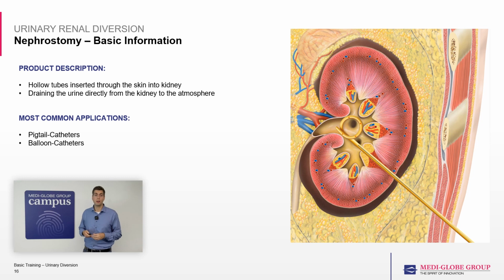Now we're coming to our second solution for the urinary renal diversion, which is the nephrostomy or the nephrostomy catheters. What is it? A nephrostomy catheter, again, is a hollow tube, but this time the hollow tube is inserted directly to the kidney through the skin. So the urine now is not drained inside of the bladder, it's drained to the outside of the human body, to the atmosphere. The most common applications or products used for this are the so-called pigtail catheters or the so-called balloon catheters.